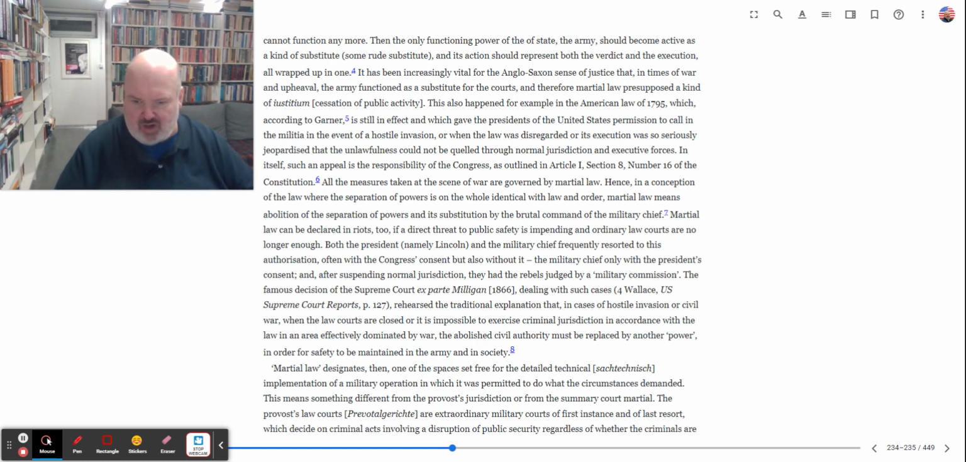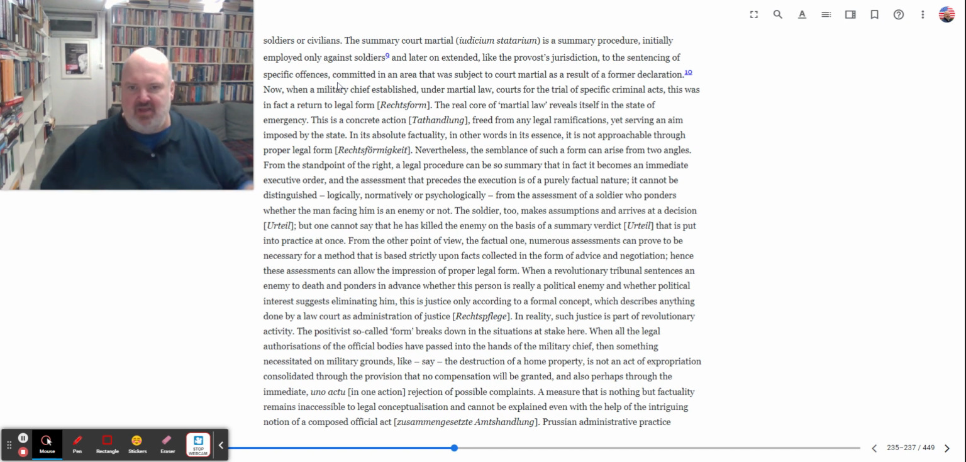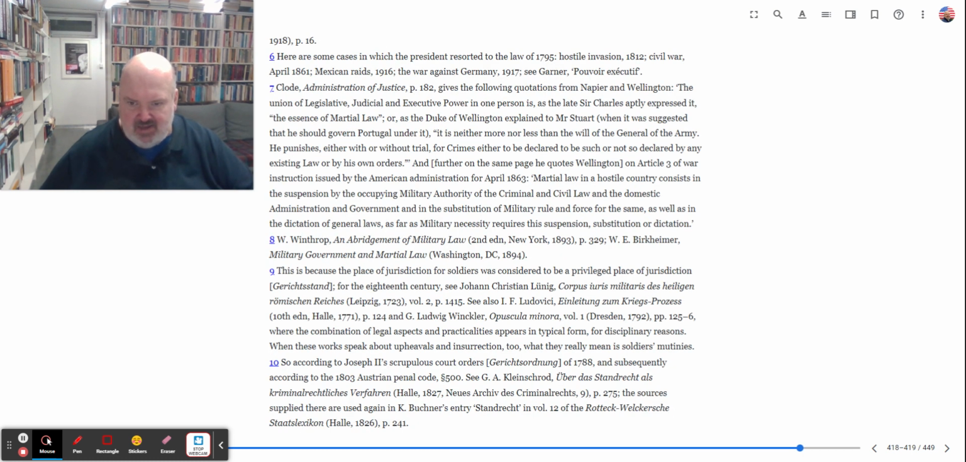The provost law courts are extraordinary military courts in the first instance and of last resort, which decide on criminal acts involving a disruption of public security, regardless of whether the criminals are soldiers or civilians. The summary court martial is a summary procedure initially employed only against soldiers and later extended, like the provost jurisdiction, to the sentencing of specific offenses committed in the areas that were subject to the court martial as a result of a former declaration. So look at number 9. This is because the place of jurisdiction of soldiers was considered to be a privileged place of jurisdiction.